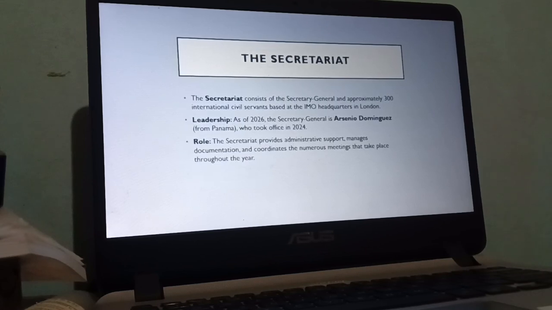The Secretariat. The Secretariat consists of the Secretary General and approximately 300 international civil servants based at the IMO headquarters in London. So first is the leadership. As of 2026, the Secretary General is Arsenio Dominguez from Panama, who took office in 2024. And the role is the Secretariat provides administrative support, manages documentation, and coordinates the numerous meetings that take place throughout the year.